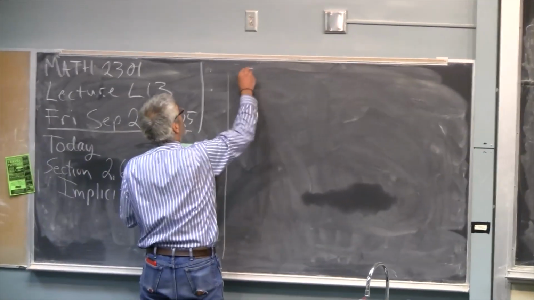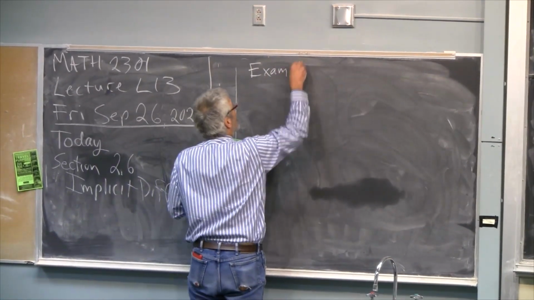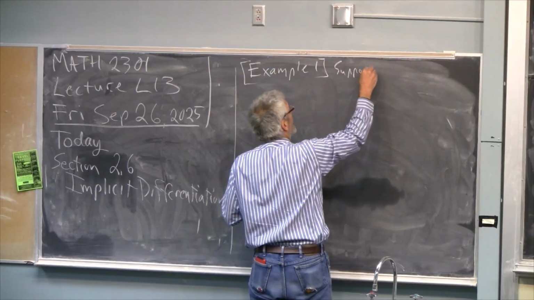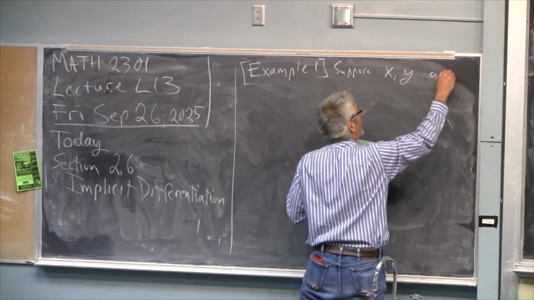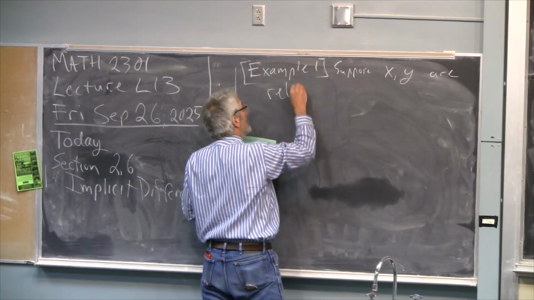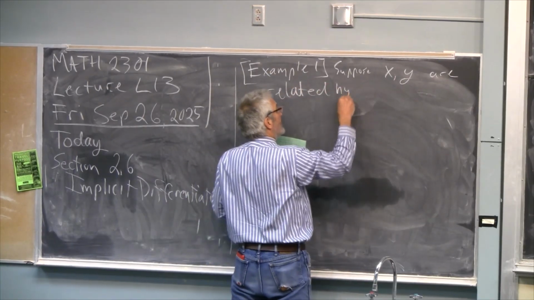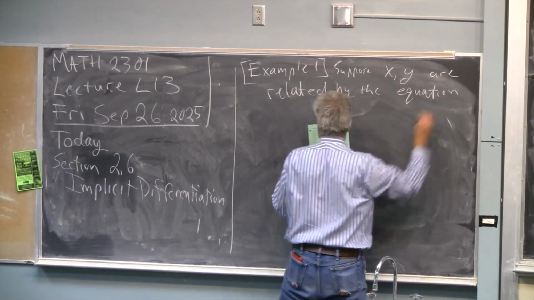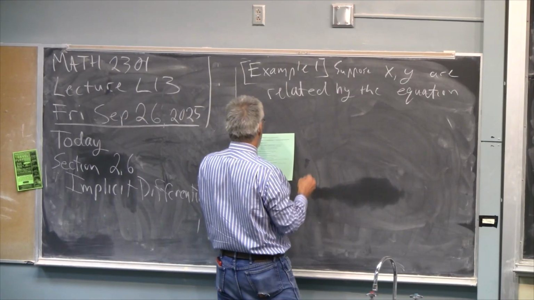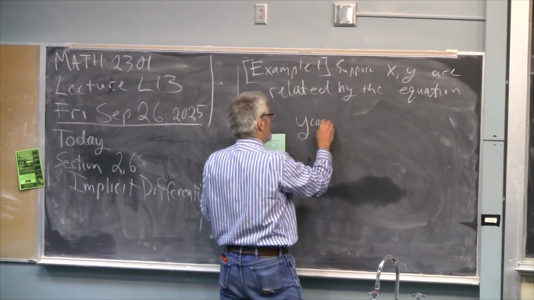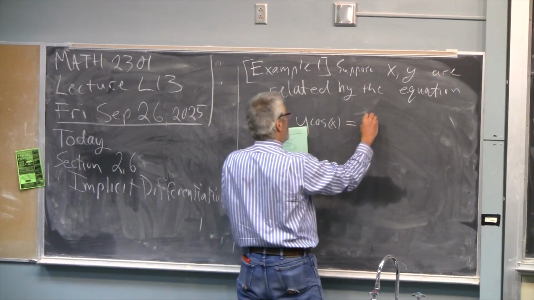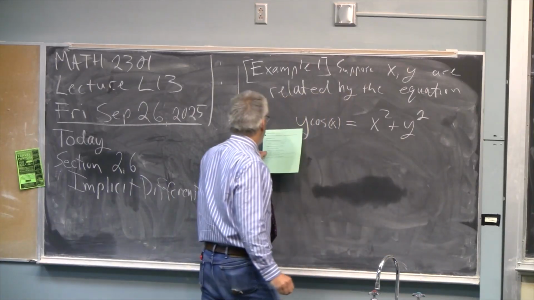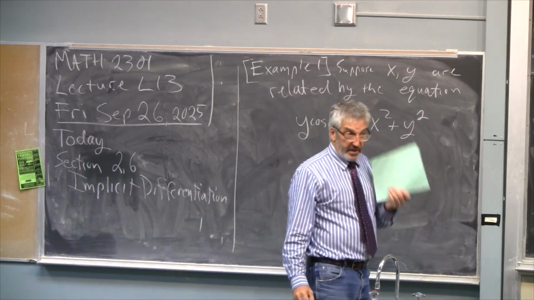So example 1. Suppose that x and y are related by the equation y cos x equals x squared plus y squared. Find dy dx using implicit differentiation.